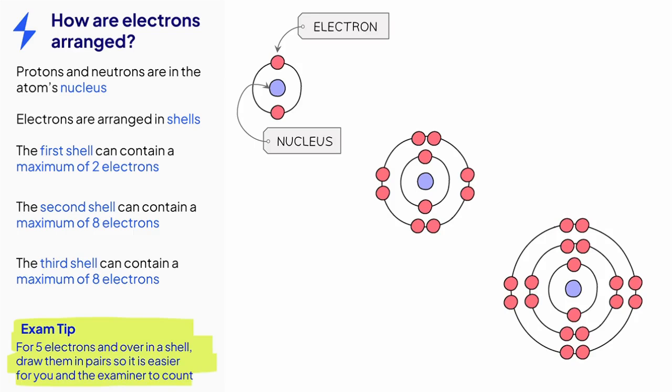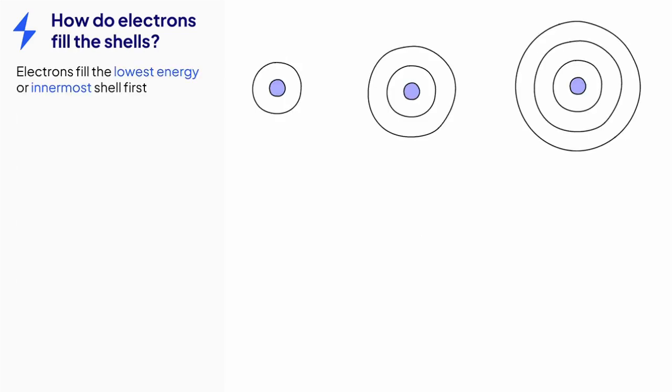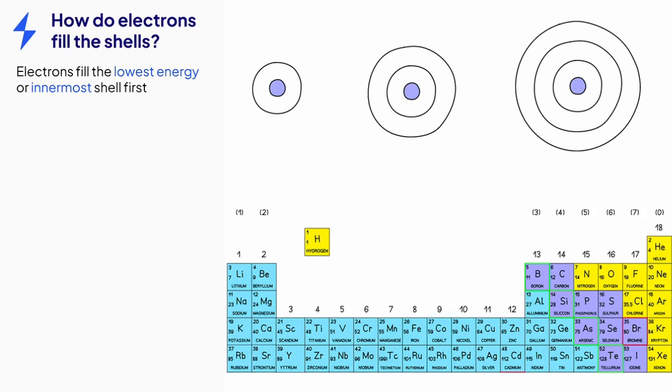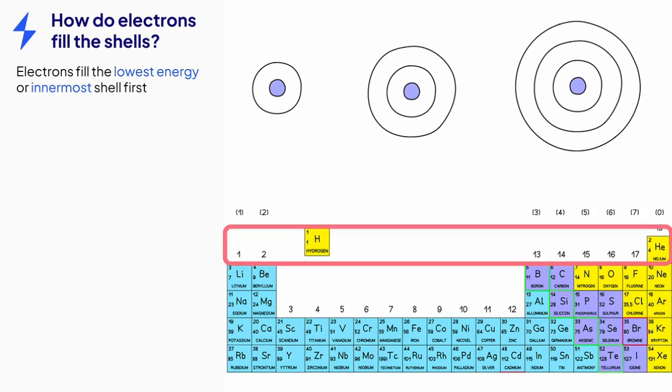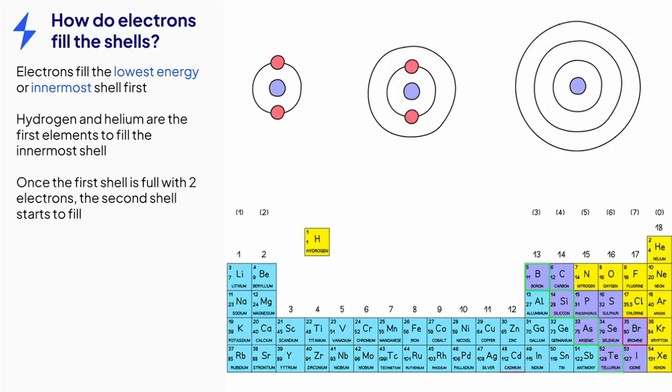When drawing electrons, after you get to 4 electrons, start to pair them up. Electrons always fill the lowest energy shell first, which is the shell closest to the nucleus. There is a clear link between the periodic table and the electrons in a shell. For example, the first period contains 2 elements, and the first shell can hold a maximum of 2 electrons. So, we can see a hydrogen atom with 1 electron, and a helium atom with 2 electrons.